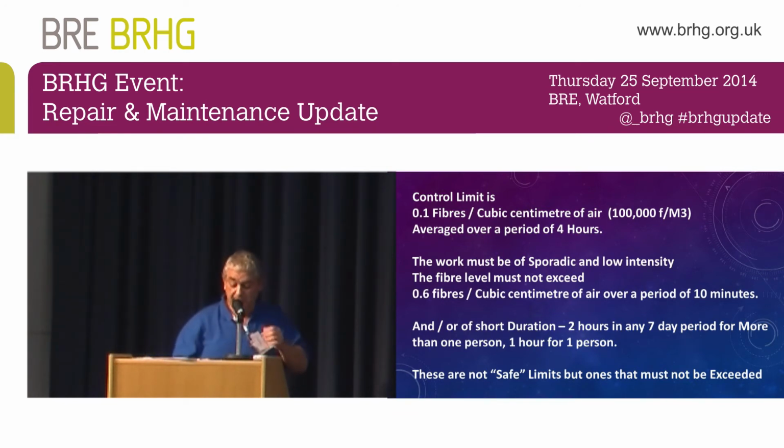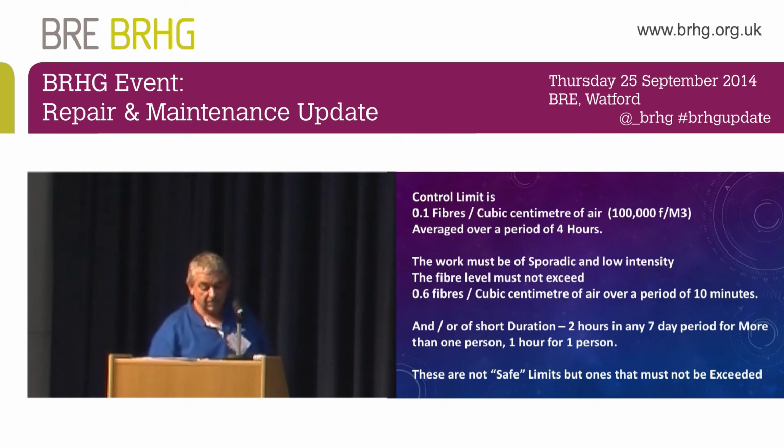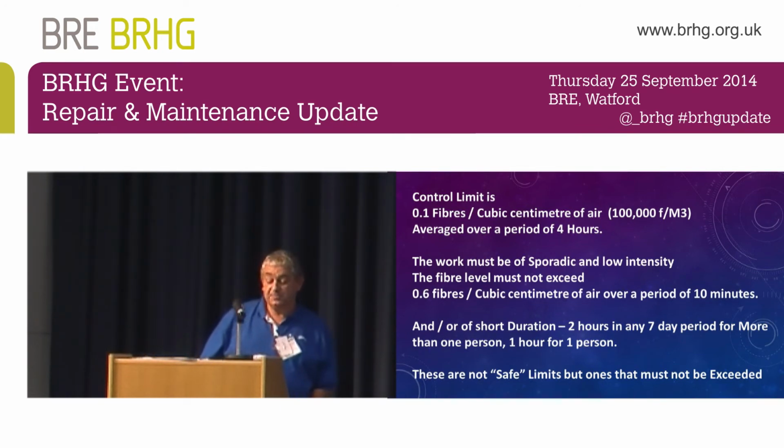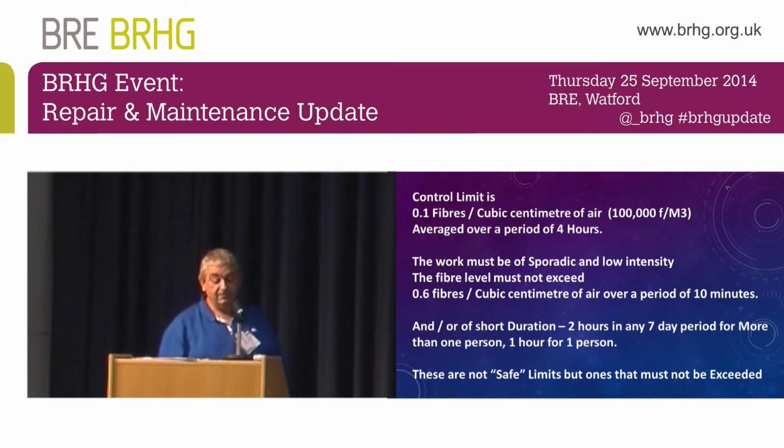So it's averaged over a period of 4 hours. The work must also be of sporadic and low intensity. Fibre level must not exceed 0.6 fibres per cubic centimetre of air over 10 minutes. So 600,000 fibres per cubic metre you're allowed to work in. As long as it doesn't exceed that for 10 minutes, I don't think I want to work in that.